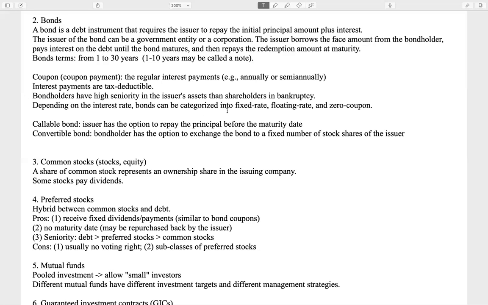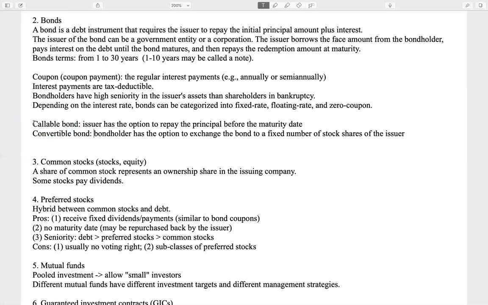Depending on the interest rates, you can divide bonds into fixed rate, floating rate, and zero coupon, right? Zero coupon means zero interest rate, right? And when the interest rate is bigger than zero, they may be fixed, they may be floating, right? That's easy to understand. And here we have two special bonds. We don't study them because they are too complicated.